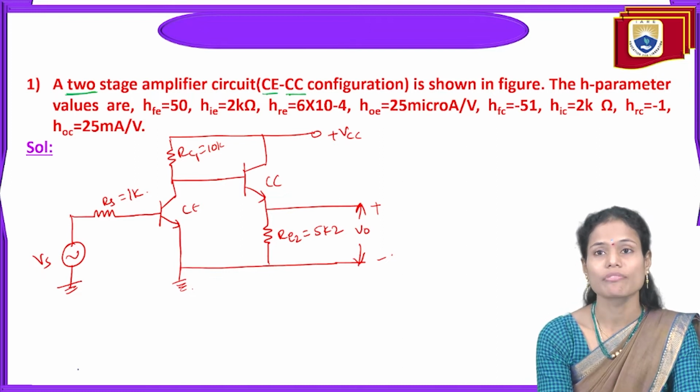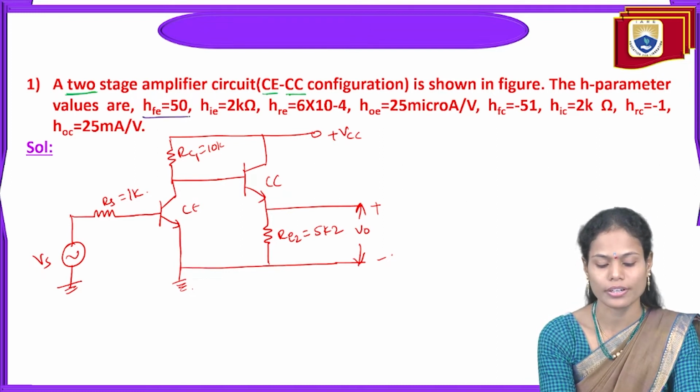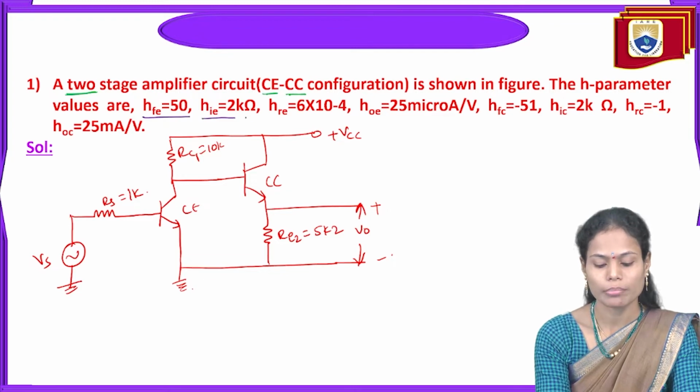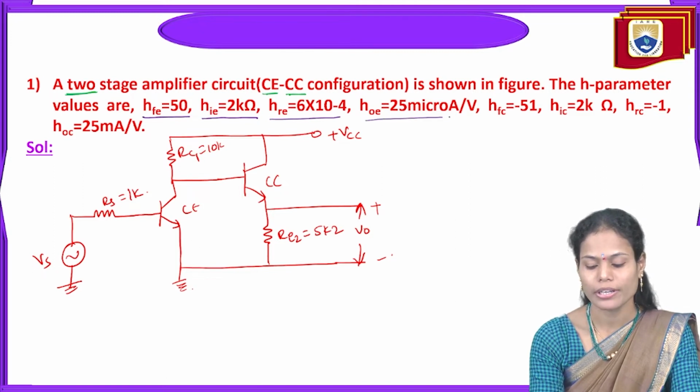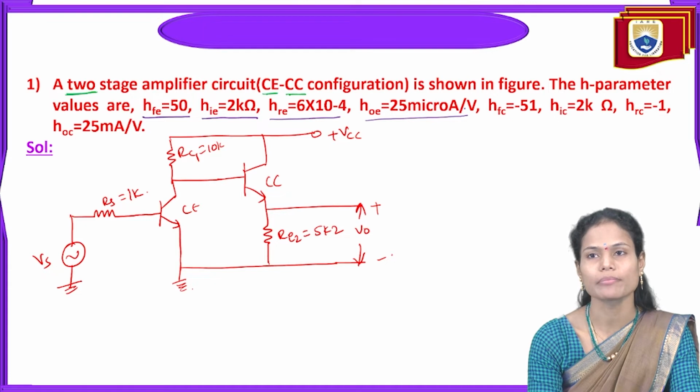So this is the circuit given in the problem itself, and along with that they also gave the H parameters of the first stage: forward current gain is 50, input impedance is 2 kilo ohms, reverse voltage gain is 6 into 10 power minus 4, and the output admittance is 25 microamps per volt.